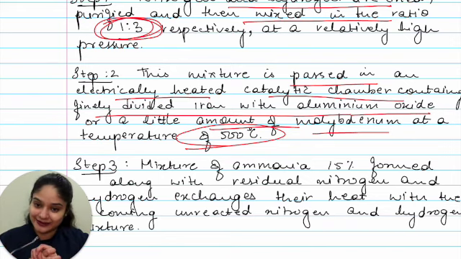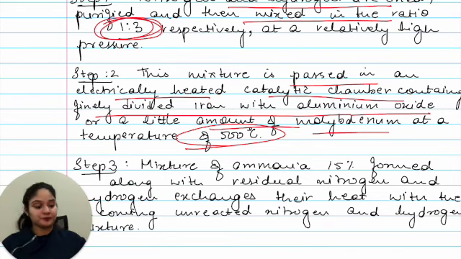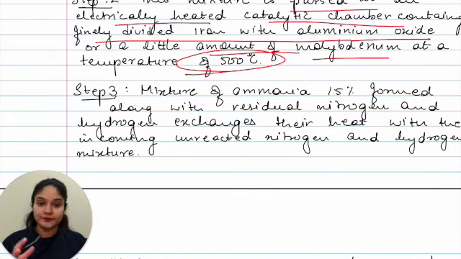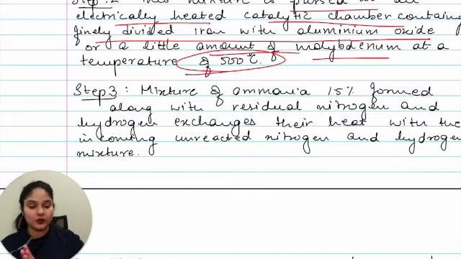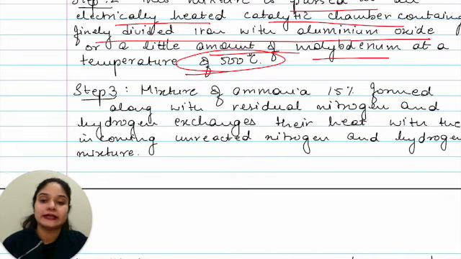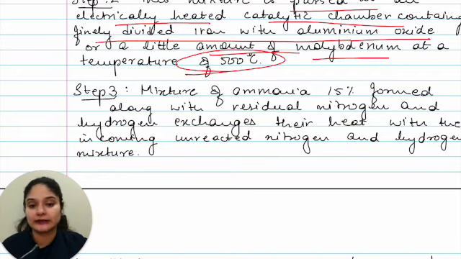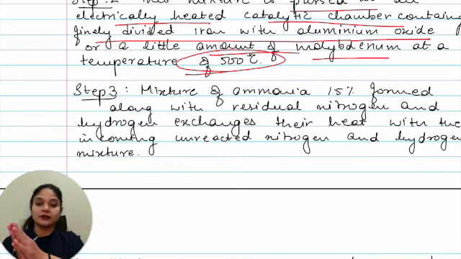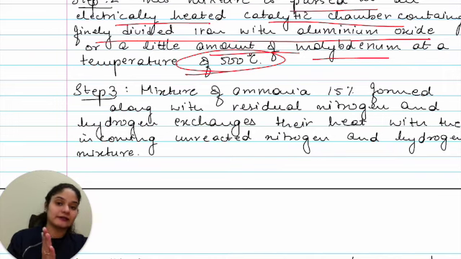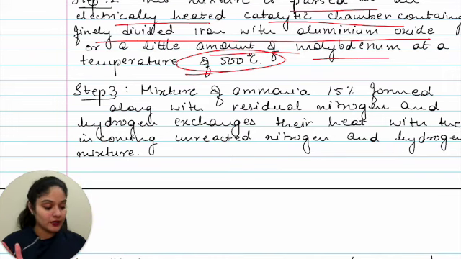Step 3. Mixture of ammonia, 15% formed along with residual nitrogen and hydrogen, exchanges their heat with the incoming unreacted nitrogen and hydrogen mixture. So the simple thing that they mean here is that 15% of your ammonia and along with that nitrogen and hydrogen is left out.